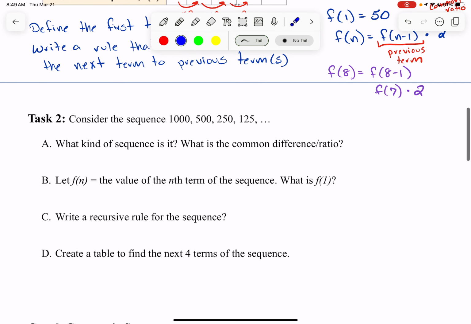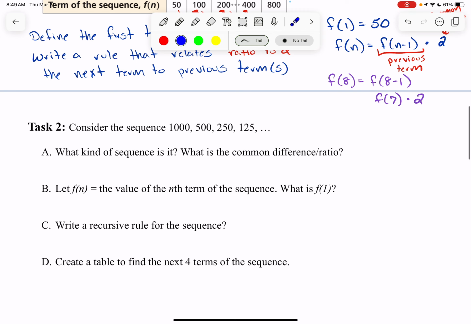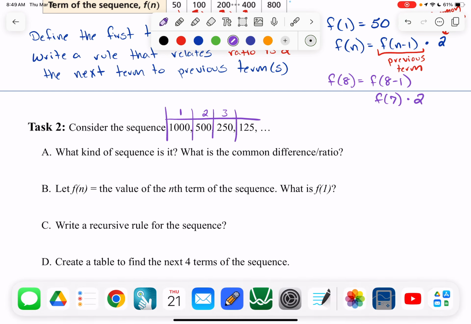Okay, so let's go ahead and practice writing a recursive rule. Here we have a sequence. I'm going to start by creating a table for this, meaning this is my first term of 1,000. My second term is 500. My third term is 250. So this one looks like it's going down each time. What kind of sequence is it? What's it going down by? And this is where a calculator might come in handy.